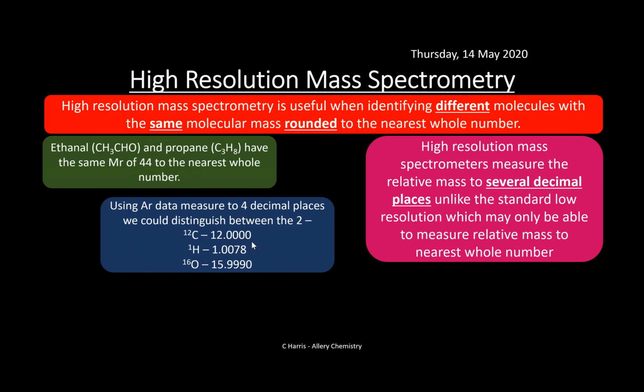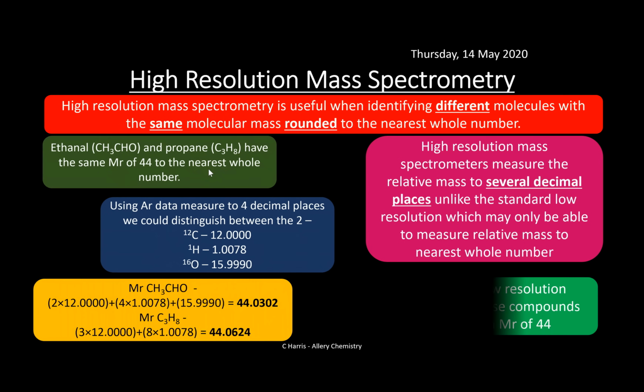So the way around this is actually using atomic mass data to measure the individual atoms to distinguish between the two. So, for example, we use that data to measure the exact mass of carbon-12. Now, this one is going to be to 4 decimal places. So you can see here that the mass of carbon-12 is exactly 12, so that's 12.0000. Hydrogen is 1.0078. Oxygen is 15.9990. So these are the exact masses of each of the elements that make up some of these compounds.